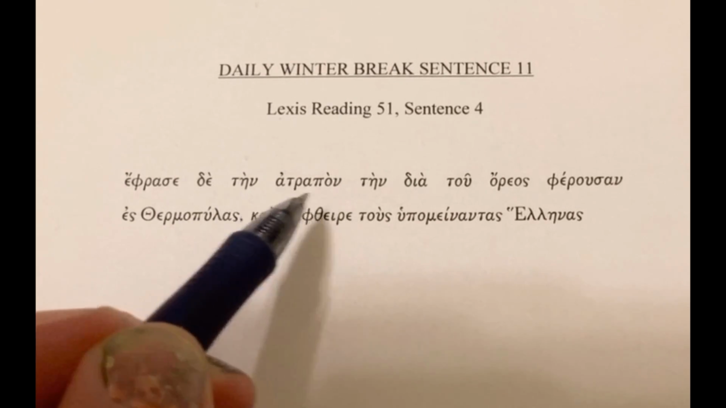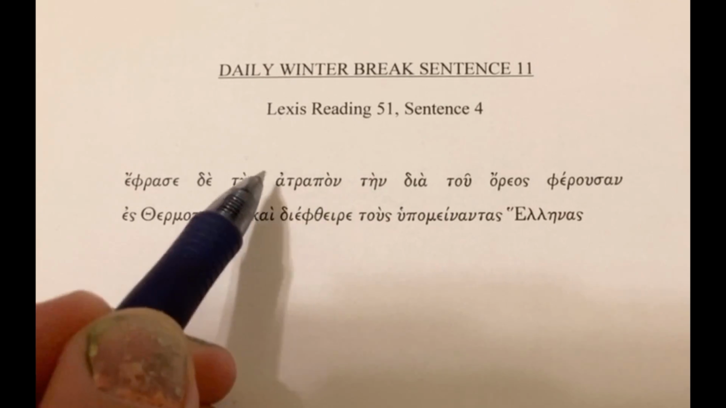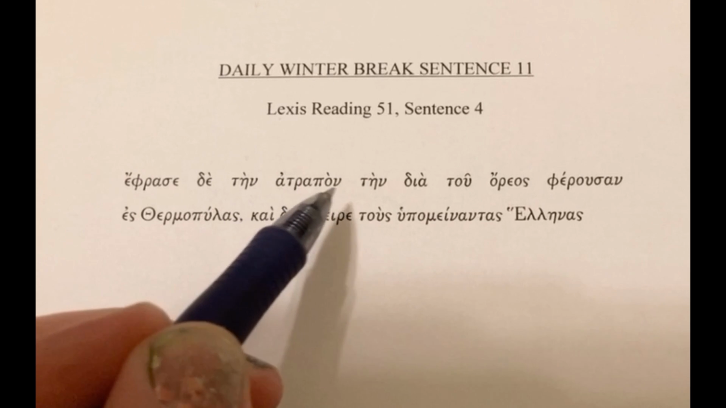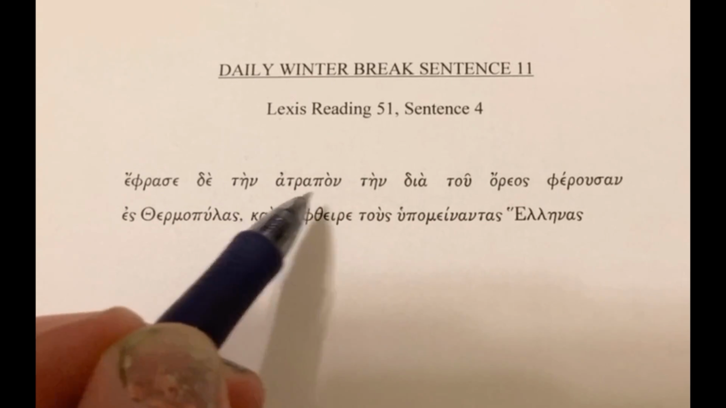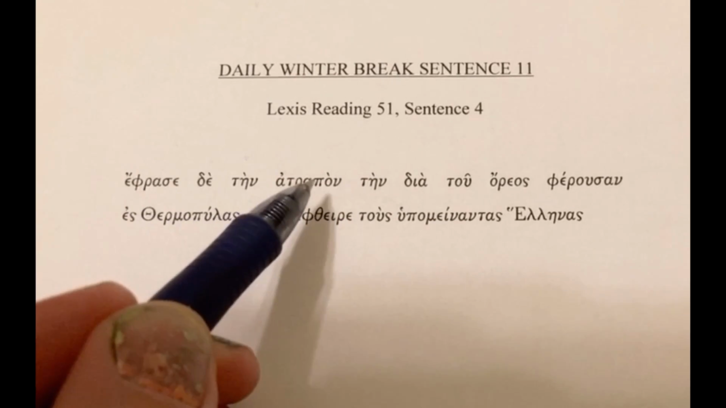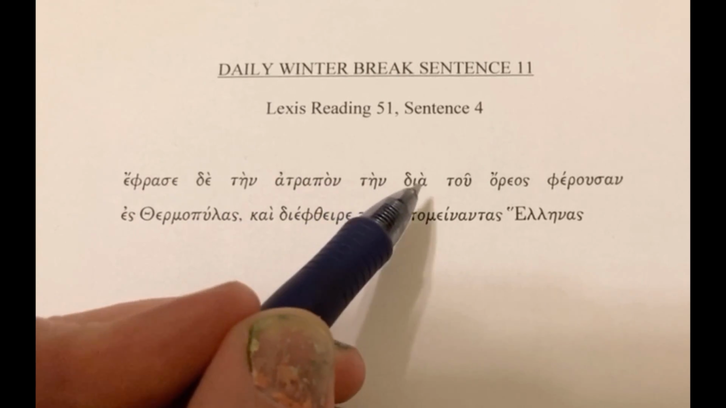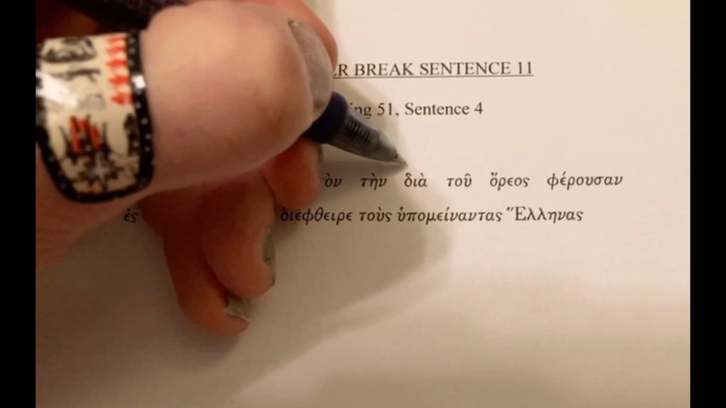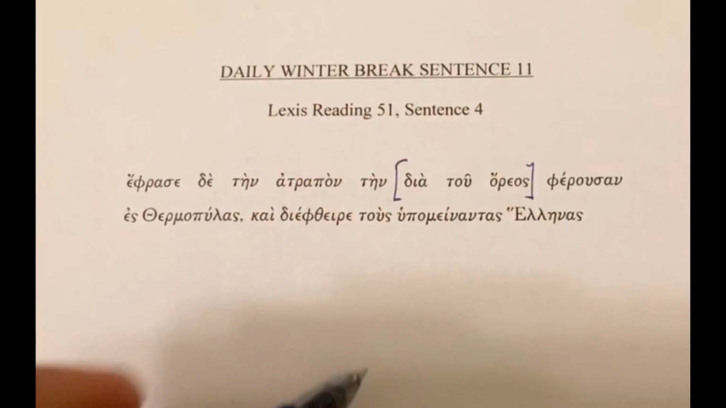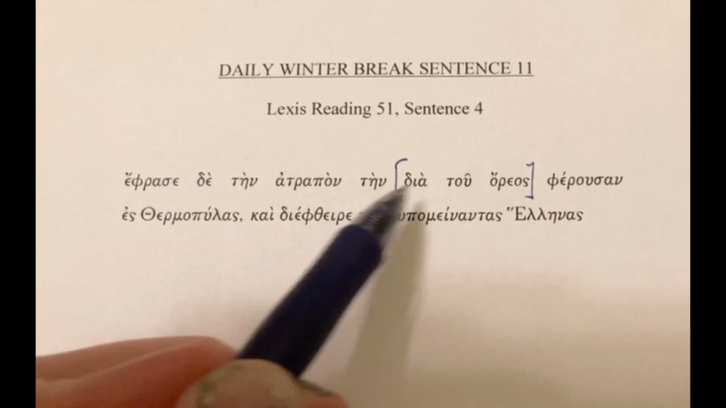Remember, we talked about this in a previous video. This is trep, to turn, turnless. The path is something you can't turn away from, so it's a linear line. And he pointed out the path. Which one? Tain, the one, dia tu oreos. So here we get a nice little prepositional phrase. Through the mountain, the one bearing through the mountain.